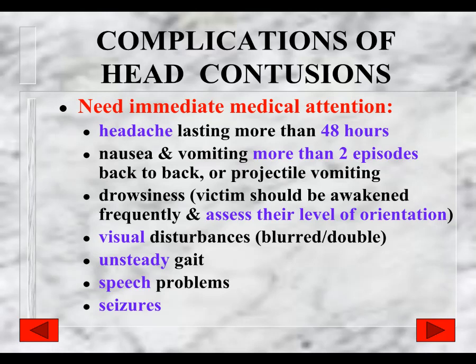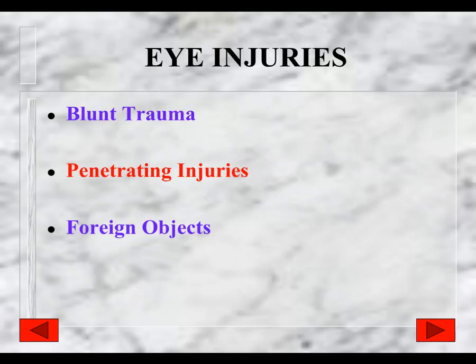They may have blurred vision, double vision, or just really blurred vision. They won't be able to walk a straight line. They'll have difficulty getting up and down, getting real dizzy. What they say to you may not make sense. And in severe cases, with a severe blow to the head, they can have a seizure related to the head injury. So be sure you remember the complications of head injuries.